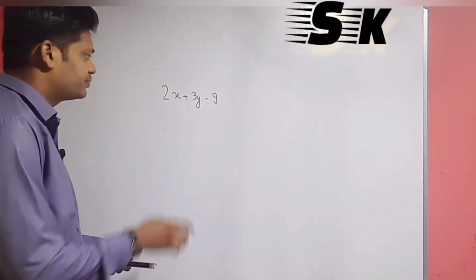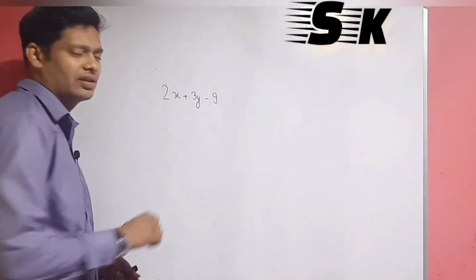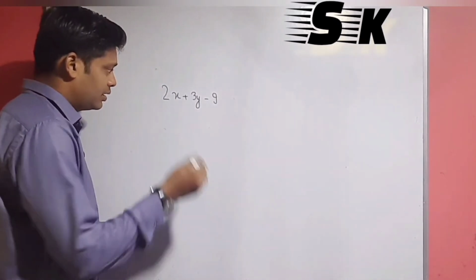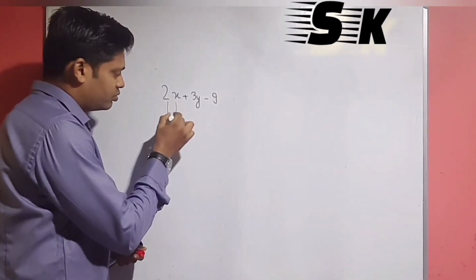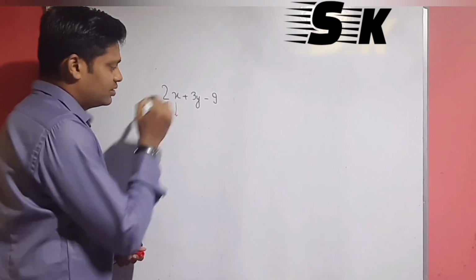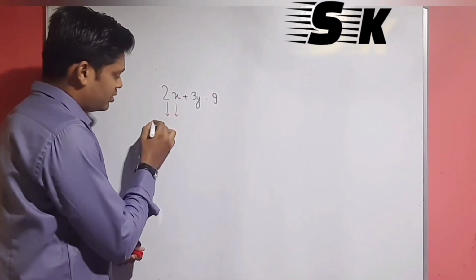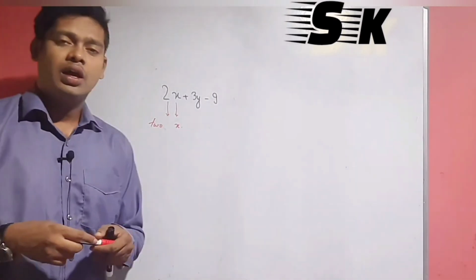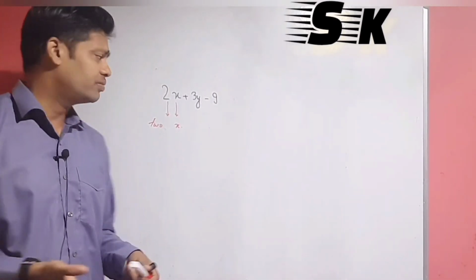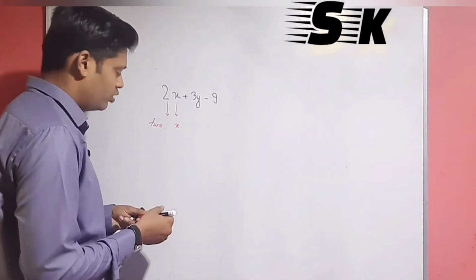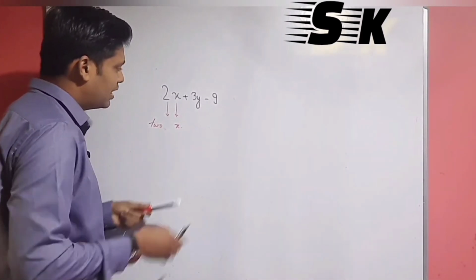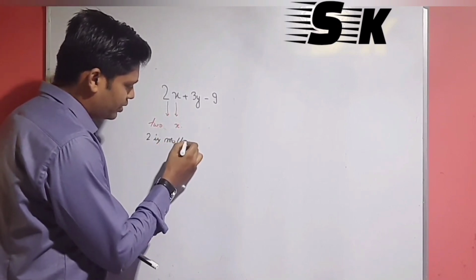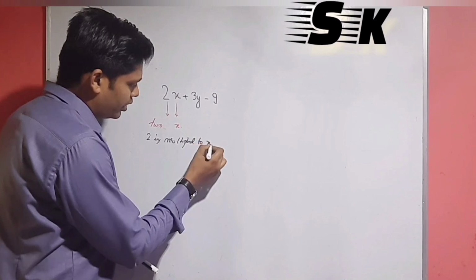Now what does it say? It says 2x plus 3y minus 9. Let me make it very clear. How can we pronounce these? We can say this is 2, this is x, and what is the relation between them? There is a multiply sign, nothing is written for multiply. So can we say that 2 is multiplied to x? Yes sir.